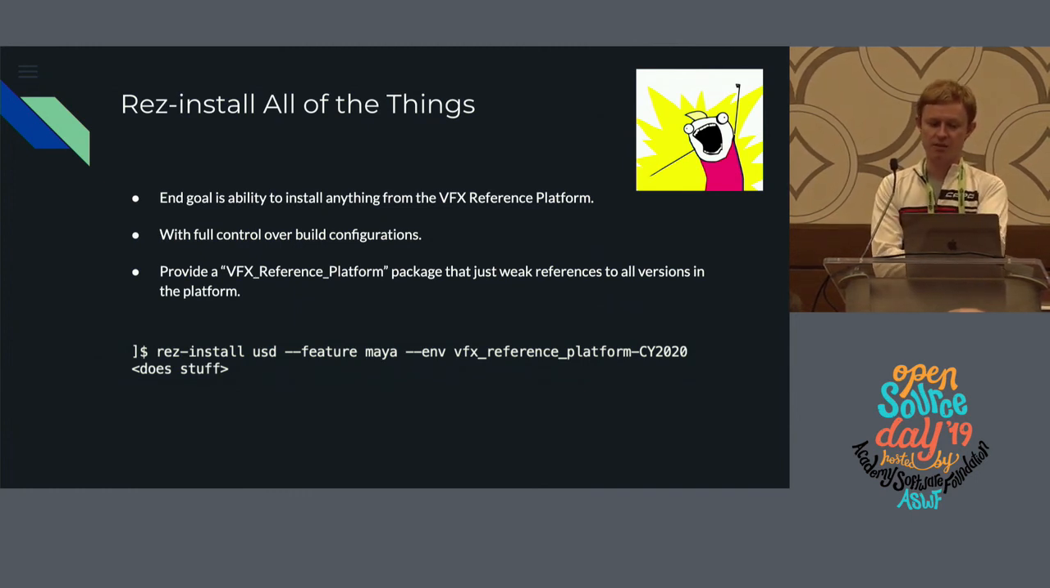The --env is something I haven't really touched on, but it's basically something that will be added to rez-build as well and rez-release, and it's just a way of narrowing the build environment. So in this case, by adding the VFX reference platform to the build environment, you will in effect be limiting the versions of USD to whatever the reference platform has specified. So you don't have to know what that version is. You just reference the reference platform.